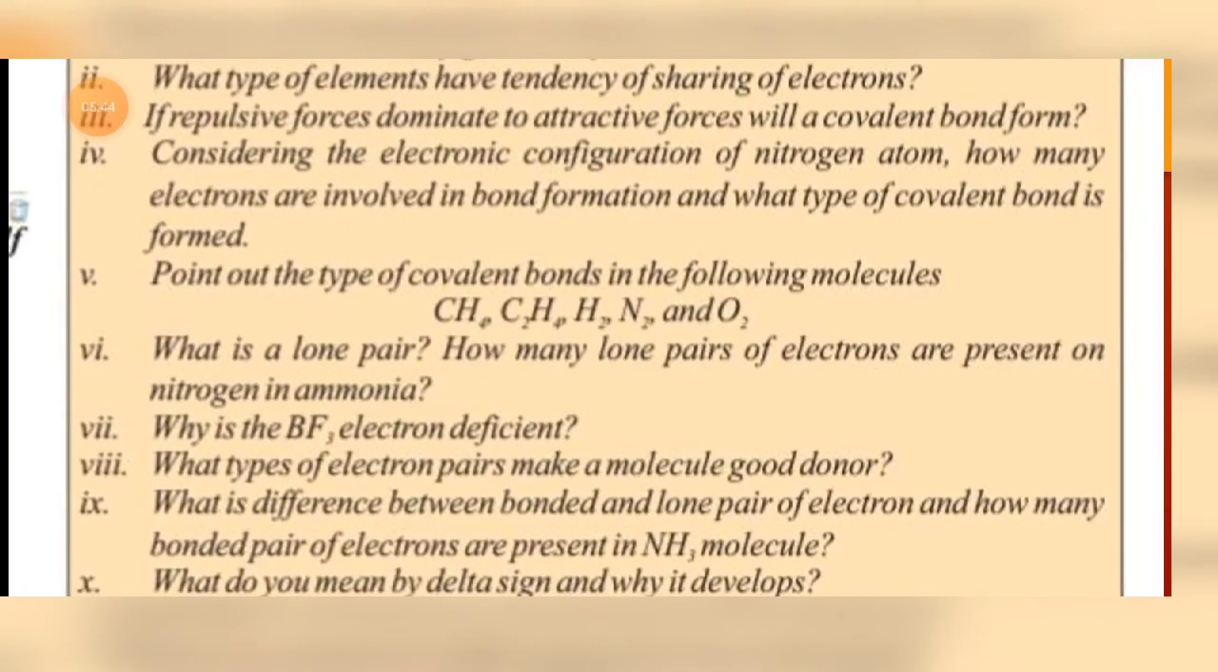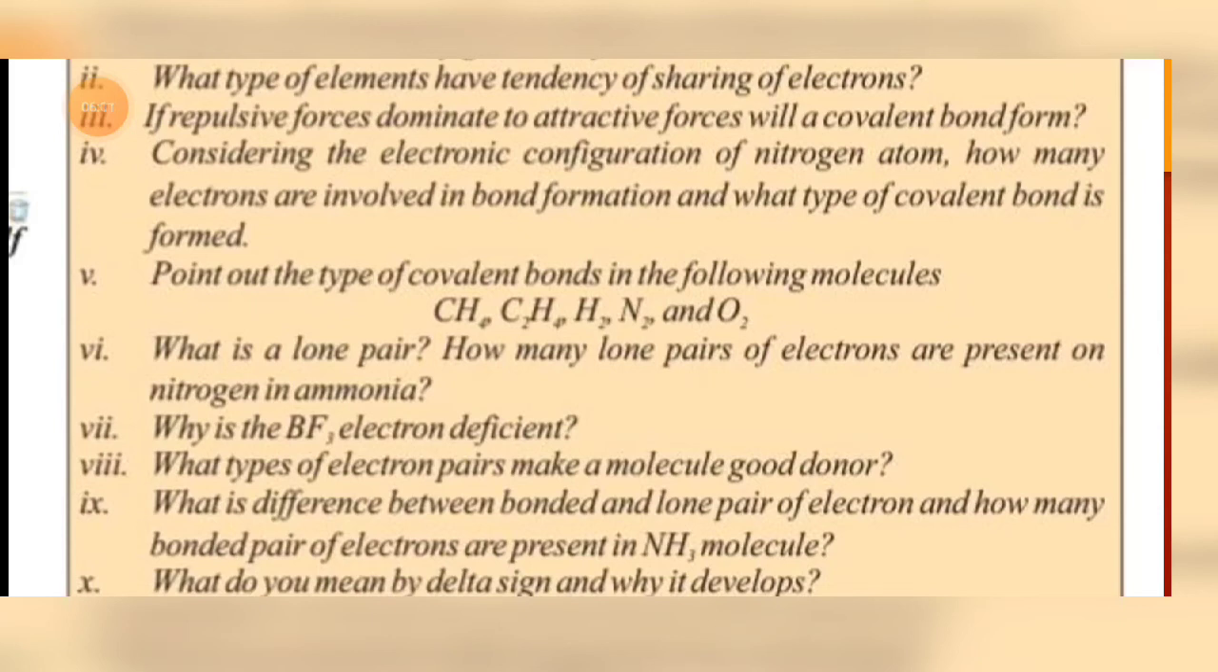What is a lone pair? How many lone pairs of electrons are present on nitrogen in ammonia? Here it is, we will write the definition of lone pair. Non-bonding electrons are called a lone pair of electrons, and in ammonia, nitrogen has one lone pair.